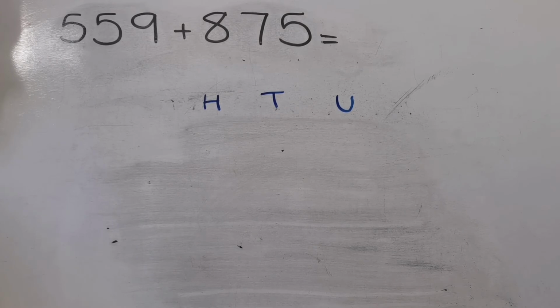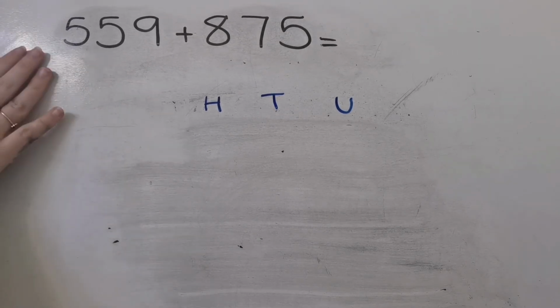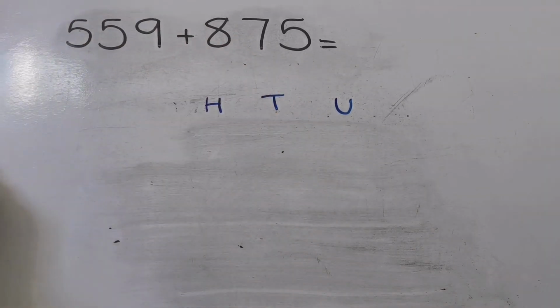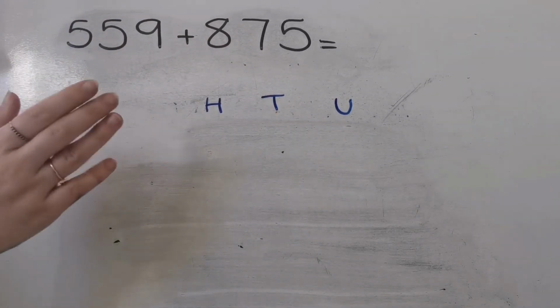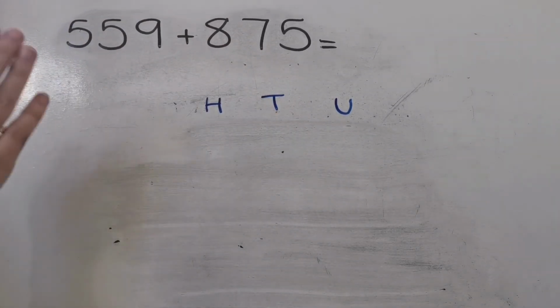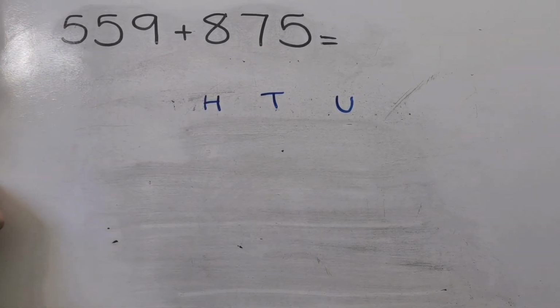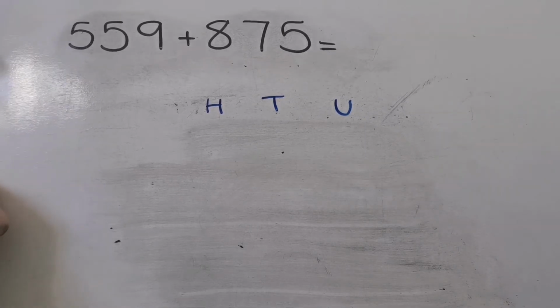Great, the final problem I'm going to show you is this one here. We still have a 3-digit number plus a 3-digit number, but in this problem we're actually going to need to regroup all of the columns. Okay, so feel free if you'd like to pause it and have a try by yourself. If not, keep watching and I'm going to explain how we do it.